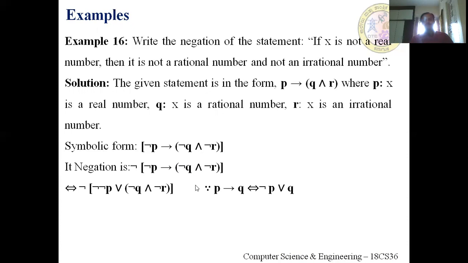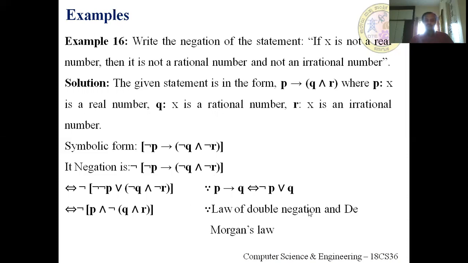Directly, I can't apply the negation because we know this rule. This rule is very, very important because P implies Q is logically equal to negation of P or Q. That's why I'm going to apply negation of P implies negation of Q and negation of R as negation of P or negation of Q and R. Here, you can assume P as negation of P and Q as negation of Q and negation of R.